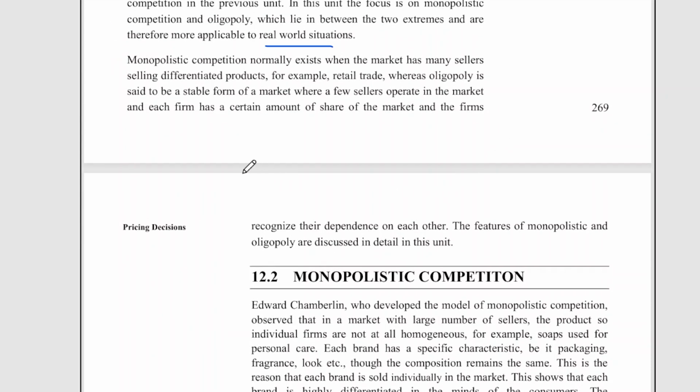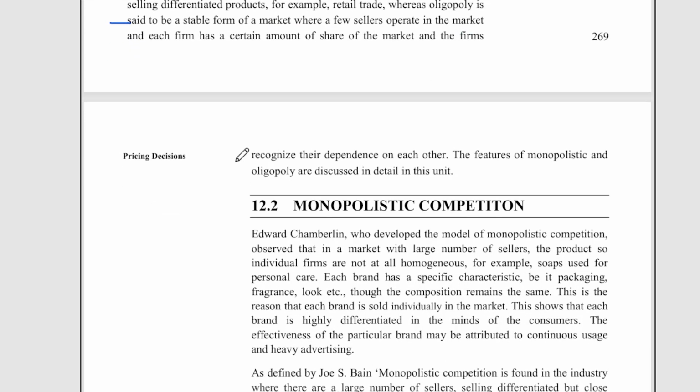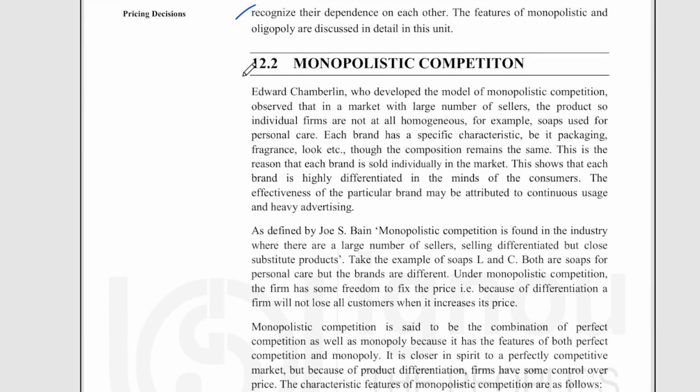Monopolistic competition normally exists when the market has many sellers selling differentiated products, for example retail trade, whereas oligopoly is said to be the stable form of a market where a few sellers operate in the market and each firm has a certain share of the market, and the firms recognize their dependence on each other. The features of monopolistic competition and oligopoly are discussed in detail in this unit. So first of all, monopolistic competition.